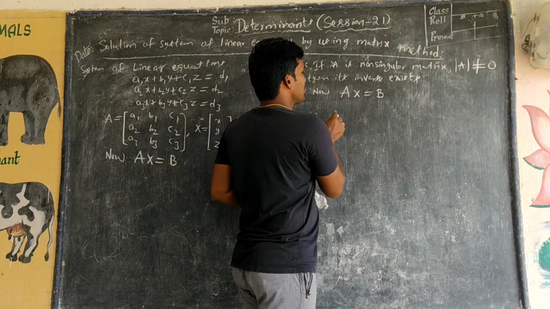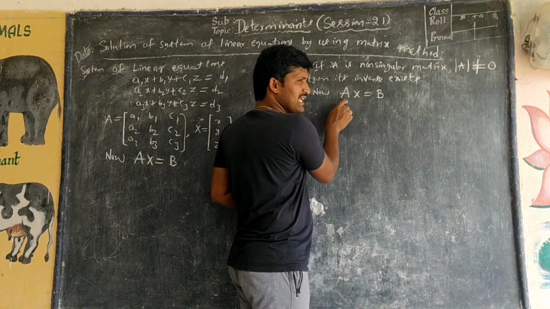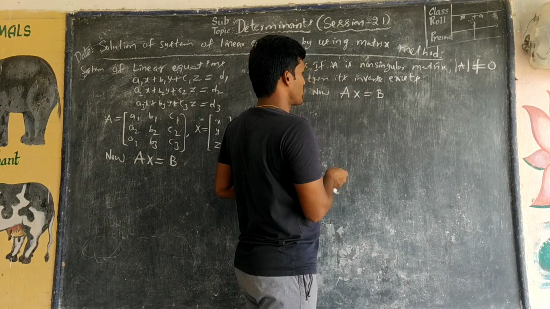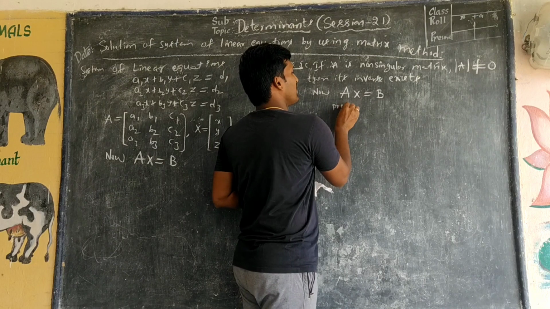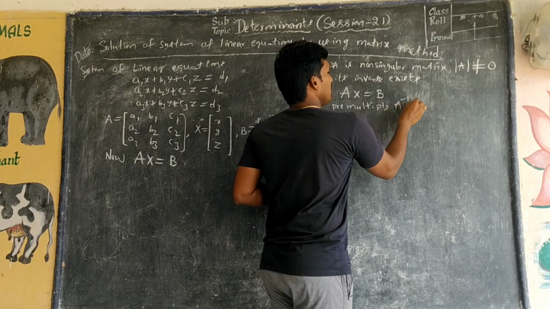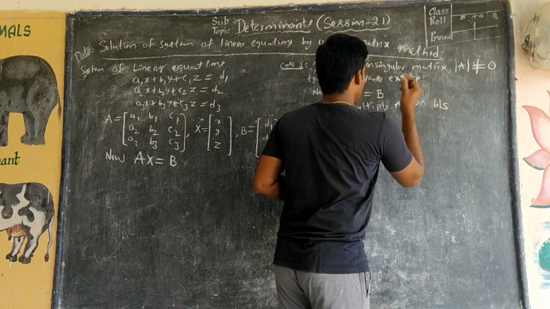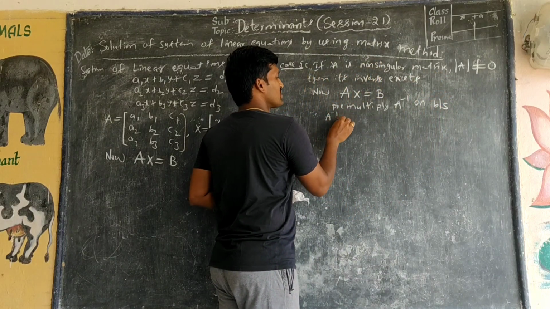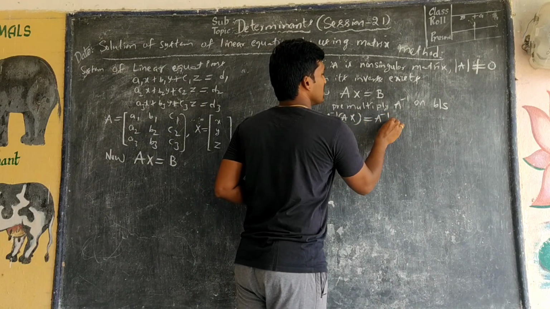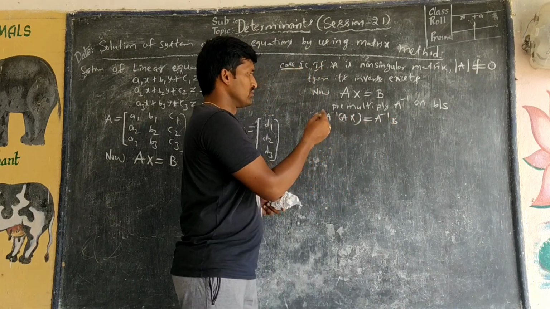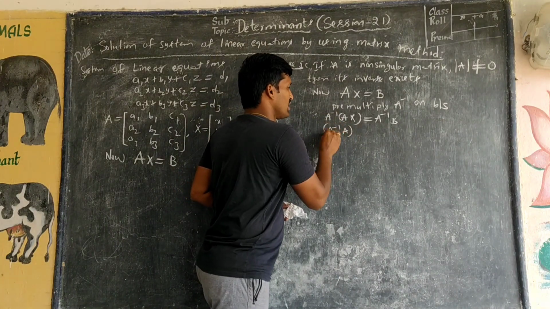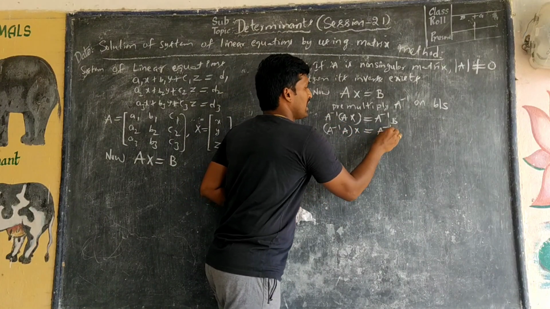How to find the X matrix? Here for X, what is the pre-multiple? A is there. We need to find only the X matrix, which means here we need to change the position. For that, pre-multiply with A inverse on both sides. Now here, A inverse into AX equal to A inverse into B. Now according to the associative law, we change the position. What? A inverse into A into X equal to A inverse into B.